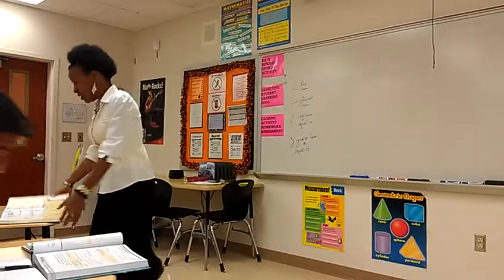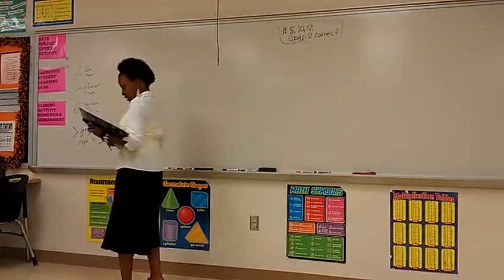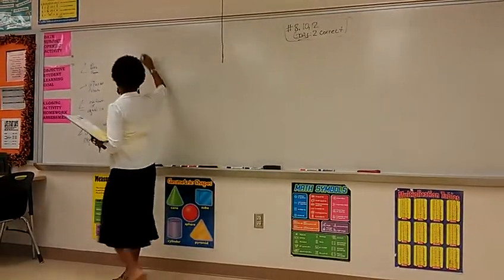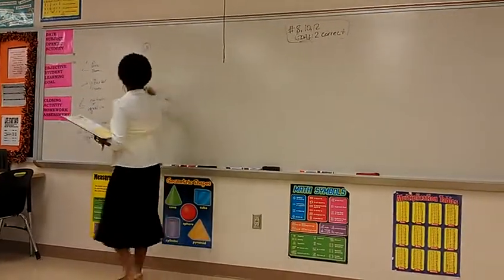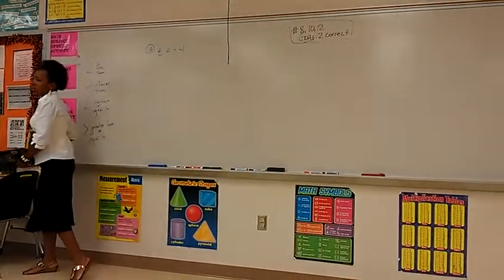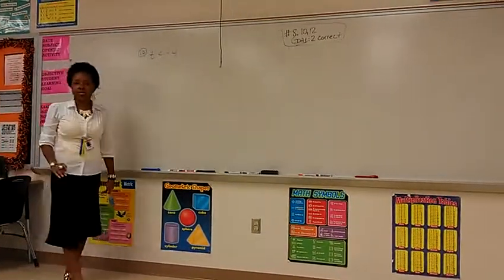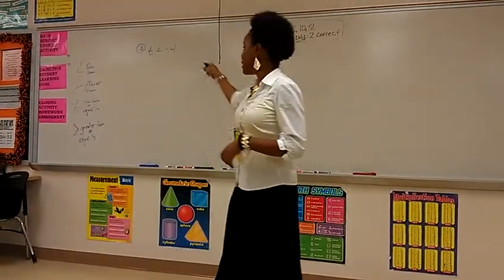181, number 10. Let's see, what does it say? The directions say graph each inequality. Good, good, good. T is less than -4. Now, if you don't know the difference between less than and greater than, you might have a problem. So you have to know what it's saying. T is less than -4.